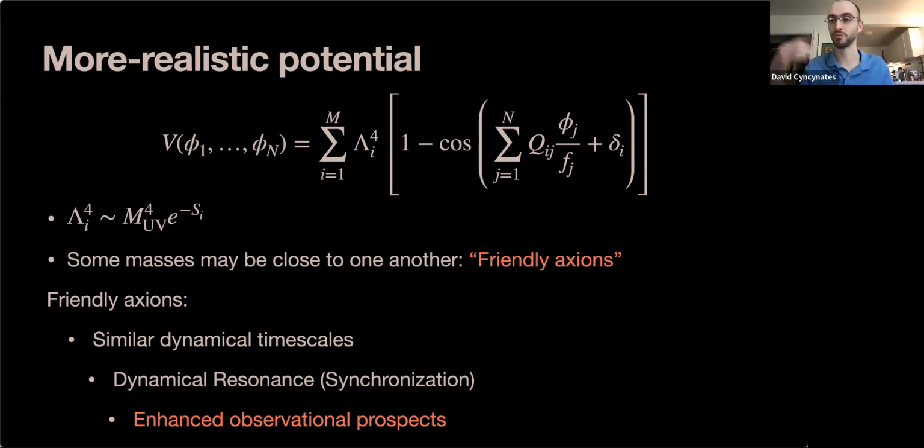You're exponentially suppressed by the volume of the extra dimensions, which enters in the string instanton actions. So in other words, if you have a really large volume compactification, you'll end up with axions whose masses span thousands of orders of magnitude, and then maybe you won't expect friendly pairs to emerge. And what kind of extra dimension scale would correspond to 100 orders of magnitude, let's say, just as the base?